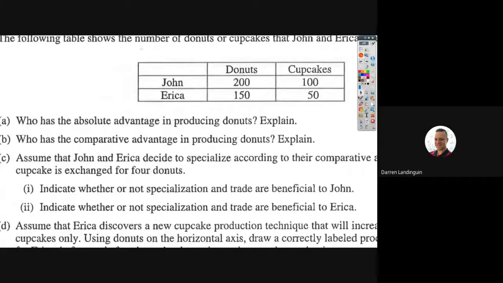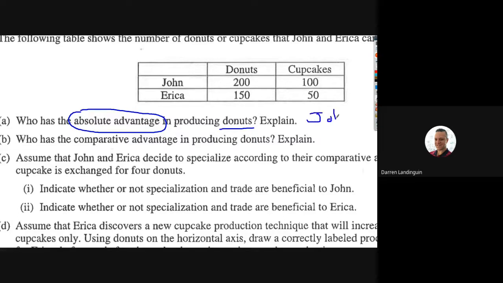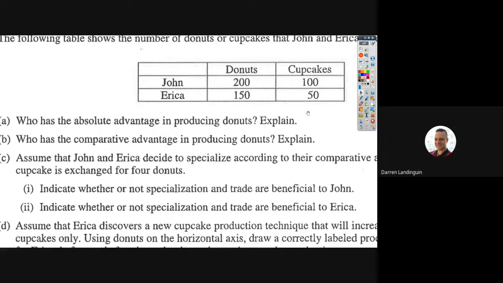The first question says, who has the absolute advantage? And remember, absolute advantage is when someone, a country, an individual, a business, can just flat out do more, right? Okay, so in this question, it says, who has the absolute advantage in producing donuts? Well, let's look at our table. Who can produce more donuts? John, that's right. So we're going to write John down here, okay? And let me actually go back. So page 12. All right.